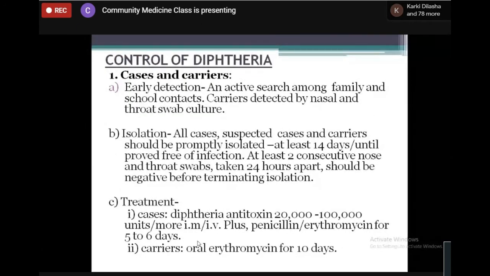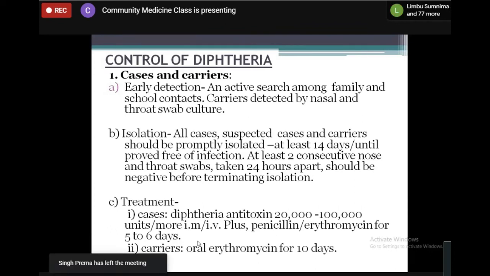So there are cases and carriers. I told you, cases means people with obvious signs and symptoms. Carriers harbor the bacteria, but they are asymptomatic. So first of all, you have to detect the cases. Early detection plays a vital role in controlling any disease. If you detect any disease at a late stage, then you can't do much. So early detection is very, very important.